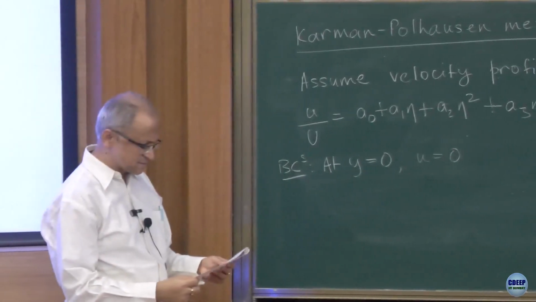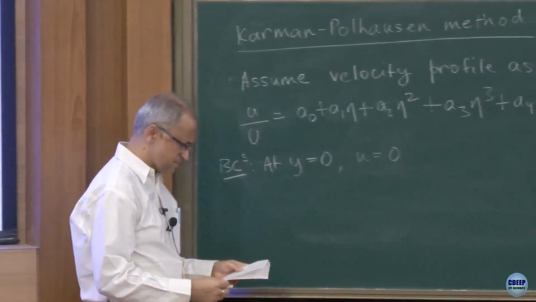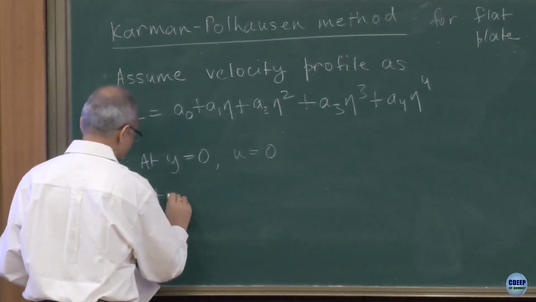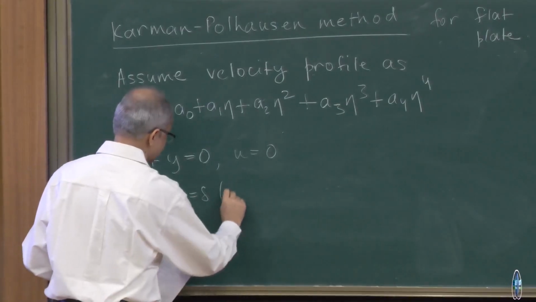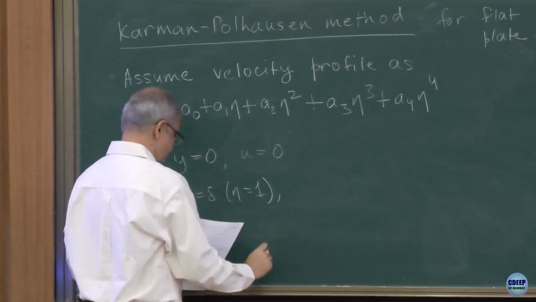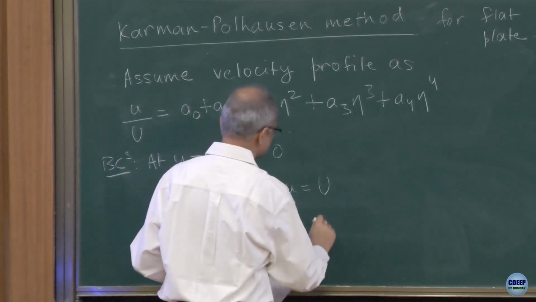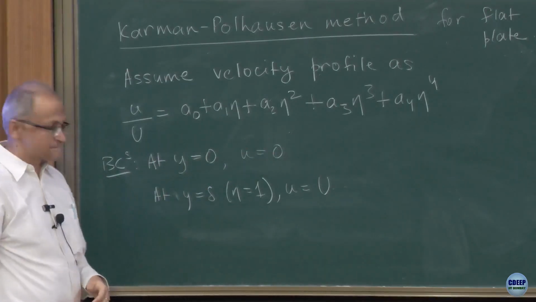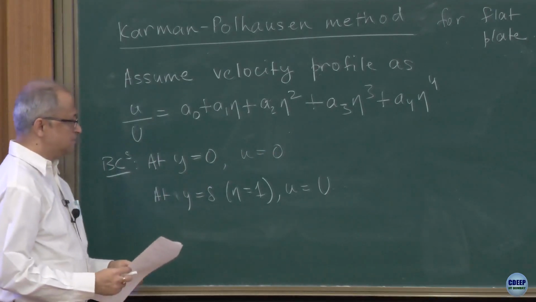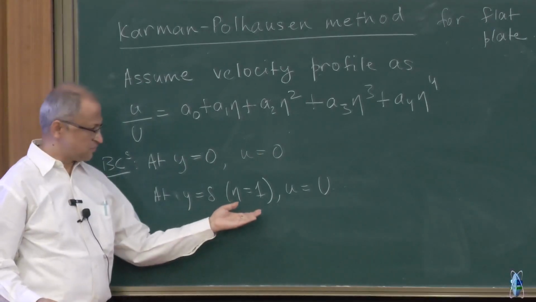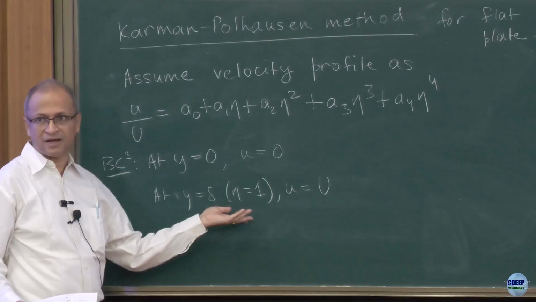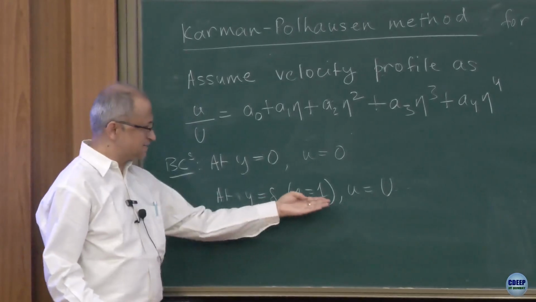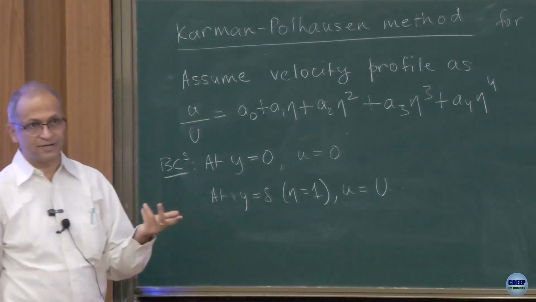Now what is the next condition that I can impose? At y is equal to delta, which means eta is equal to 1, I get u is equal to capital U, or in non-dimensional form this has to be 1. Of course, this is only approximate. This is like 0.99, 0.95 or whatever, but we are just assuming it as 1 rather than taking it as 0.99.